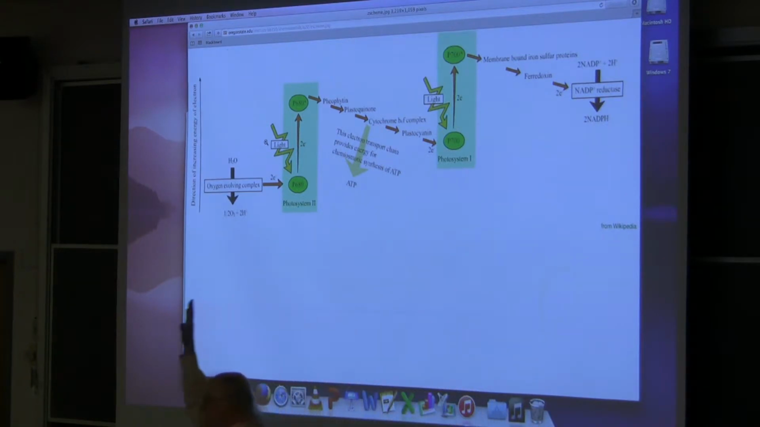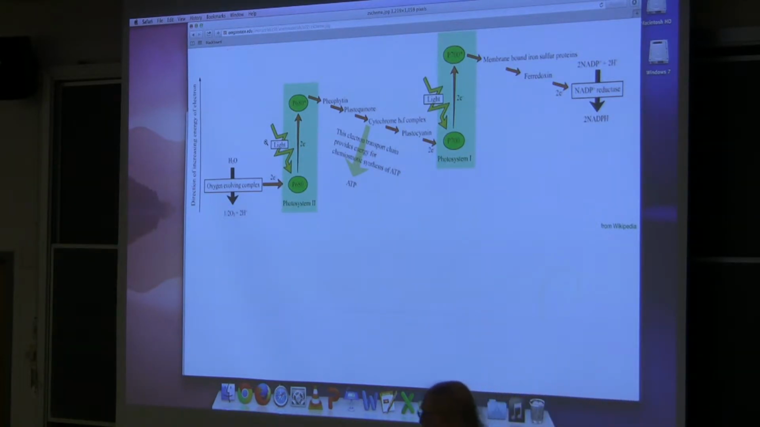This is a very high energy electron, or pair of electrons. And these electrons get passed through a series of electron carriers. These electron carriers are in the thylakoid membrane of the chloroplast. That little flattened disc structure that I showed you yesterday is the thylakoid. The membrane of that is where these electron carriers are found.